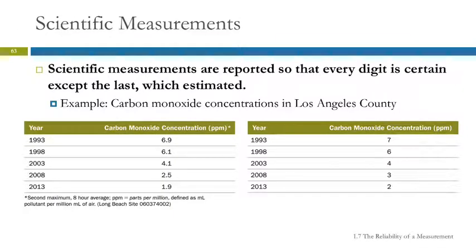in these different years. Over here, we've got 6.9, 6.1, 4.1, 2.5, 1.9. Here, the concentration is recorded to the nearest tenth of a part per million. Here, the concentration is recorded to the nearest 1 part per million. Now, a scientist looking at these numbers understands that the last digit is estimated.